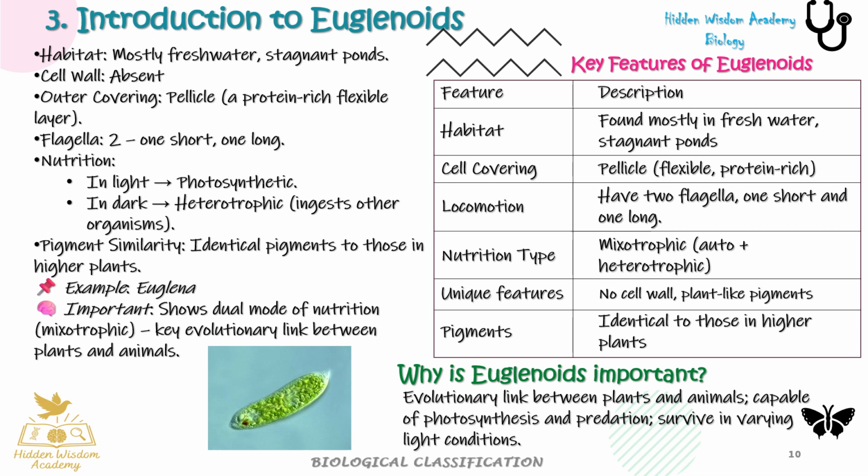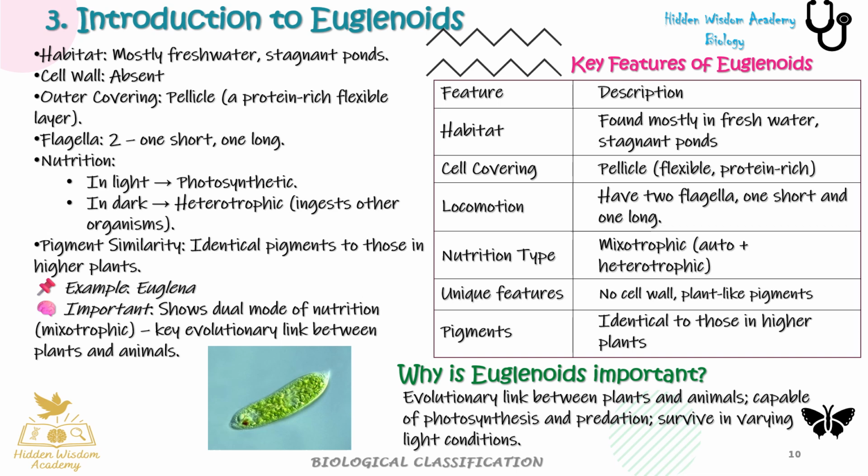Third, introduction to euglenoids. Habitat of euglenoids is mostly freshwater, stagnant ponds. The cell wall is absent. Outer covering: pellicle, a protein-rich flexible layer. It has two flagella, one short and another one long.